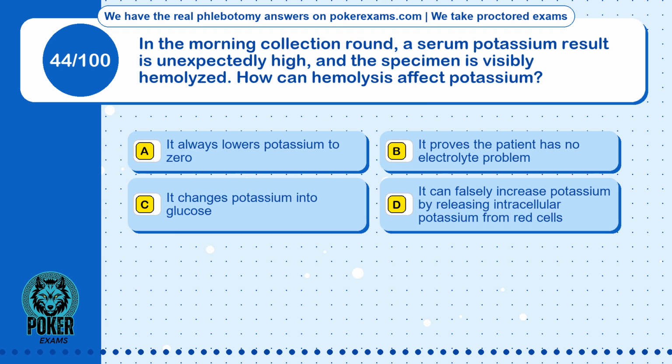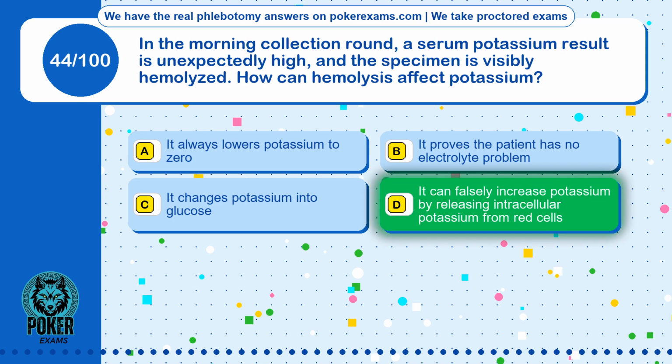Question 44. In the morning collection round, a serum potassium result is unexpectedly high, and the specimen is visibly hemolyzed. How can hemolysis affect potassium? Option A. It always lowers potassium to 0. Option B. It proves the patient has no electrolyte problem. Option C. It changes potassium into glucose. Option D. It can falsely increase potassium by releasing intracellular potassium from red cells.